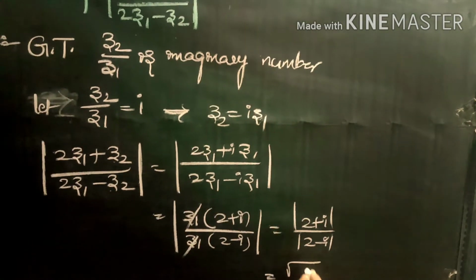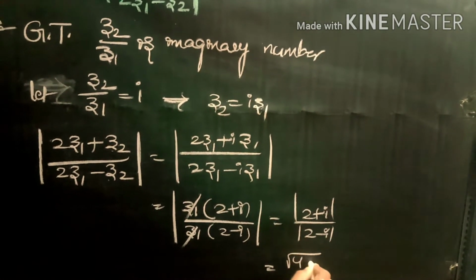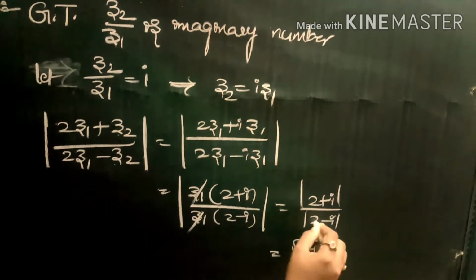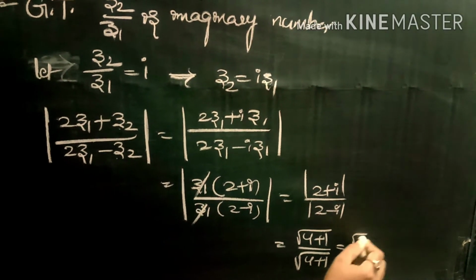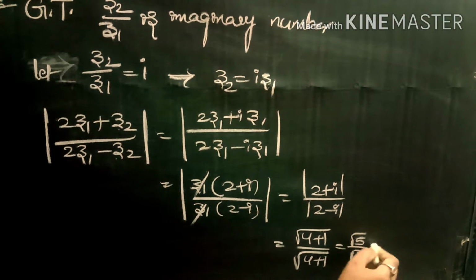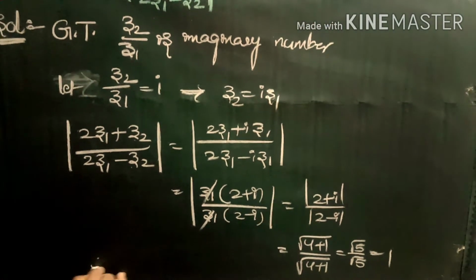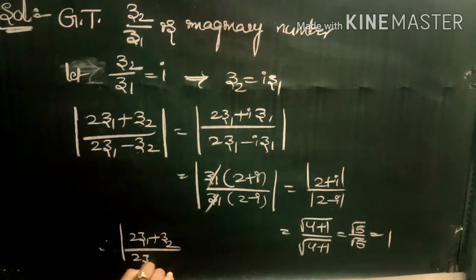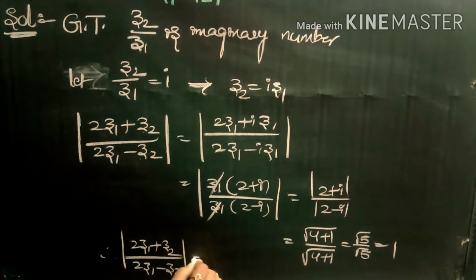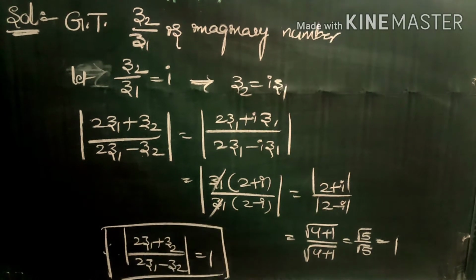Now finding the square root of 2 square plus 1 square, that is 4 plus 1, by square root of 2 square plus (minus 1) whole square, 4 plus 1. Now this is root 5 by root 5, which is equal to 1. Therefore, mod (2z1 plus z2) by mod (2z1 minus z2) is equal to 1. That's all.